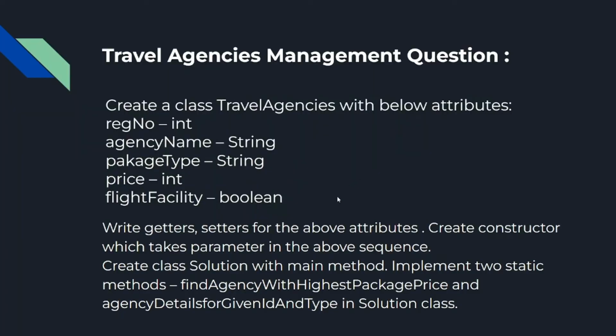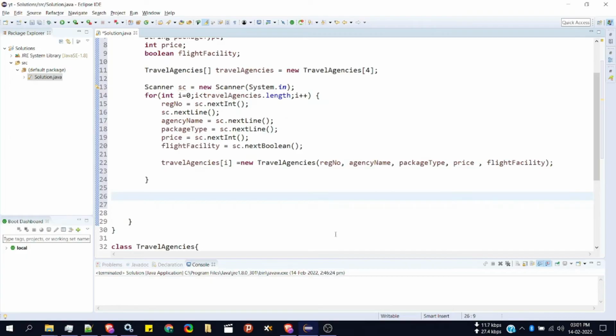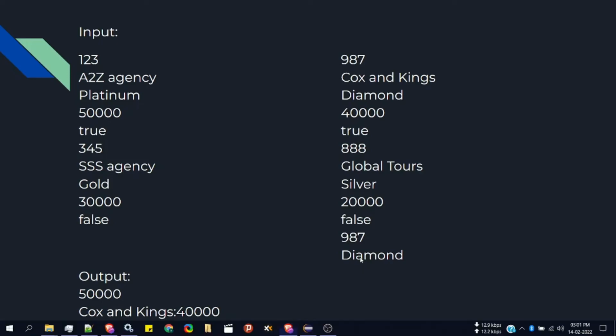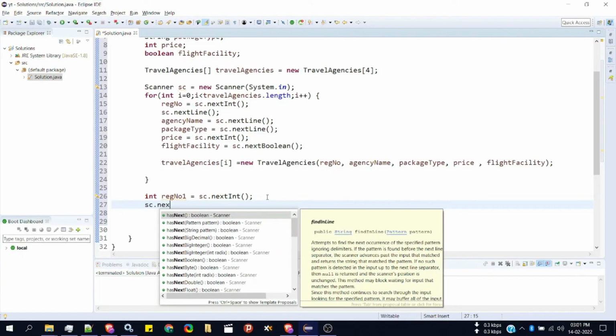Now if you remember, there are 2 additional inputs here, 987 and diamond. So we need to take those inputs also. So we'll write the code for that. First one is an integer, so we can create a variable of type integer. We'll name it registerNumber1 and sc.nextInt(), since it is an integer. And since the next input is of type string and the input which we have taken now is of type integer, we need to move the cursor to the next line manually. For that we have to use sc.nextLine().